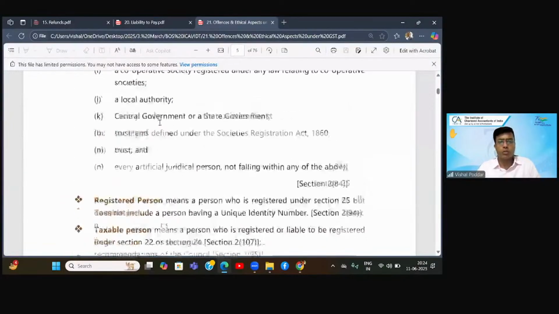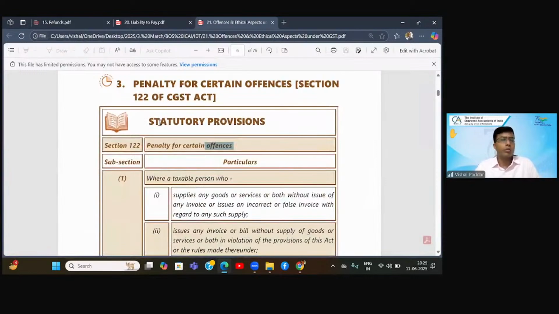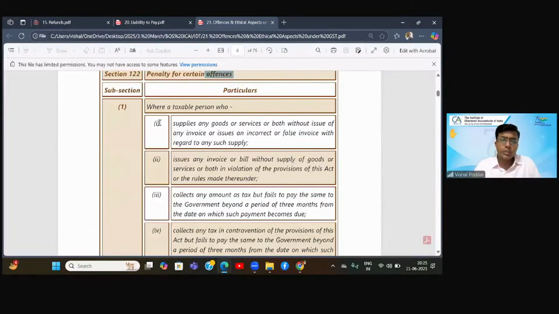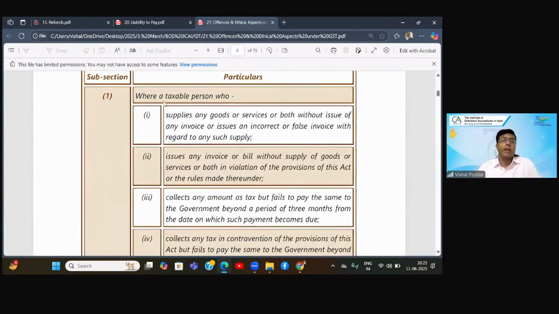Let me just show you what is there. Before this, you have the definition. So I'm not going through that. We are directly going to the main part. Now, remember this section number 122, which is penalty for offenses. What does it say? Now, interestingly, you will find that in different provisions, different terminologies are used. In some provisions, the law uses the word registered person. In some provisions, the law uses the word taxable person. And in some other provisions, the law uses the term any person.